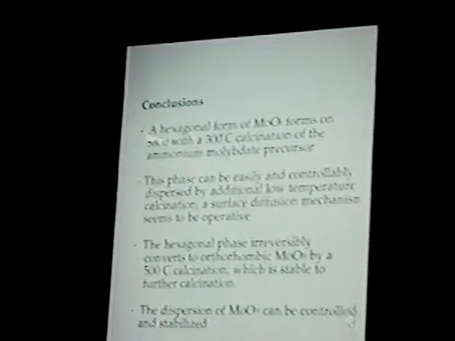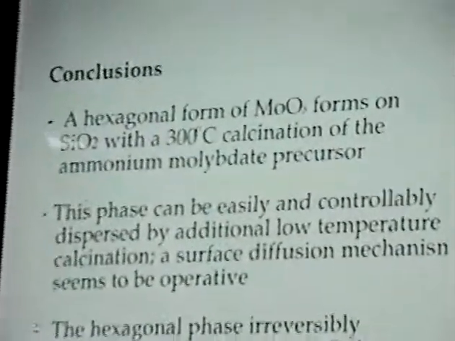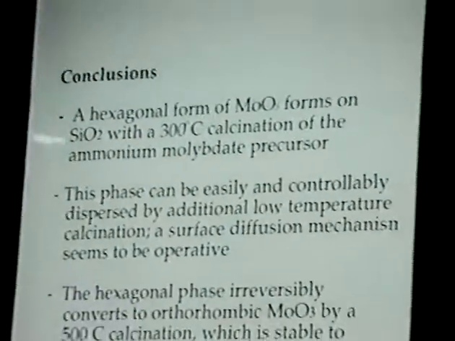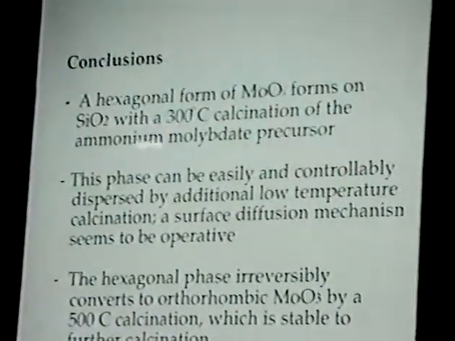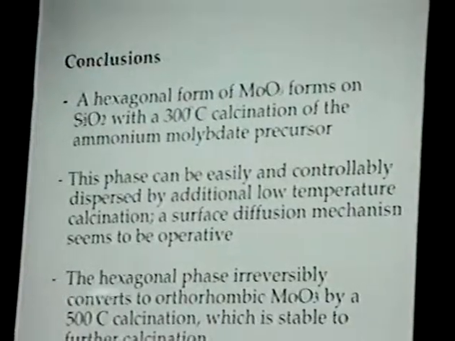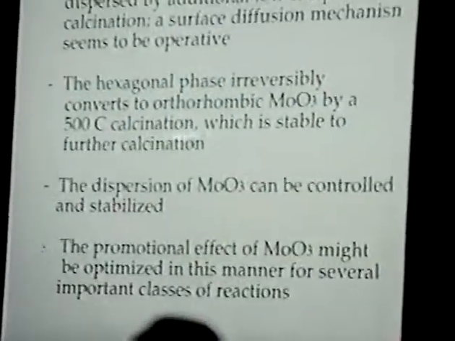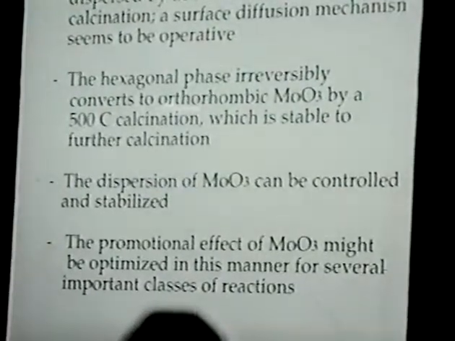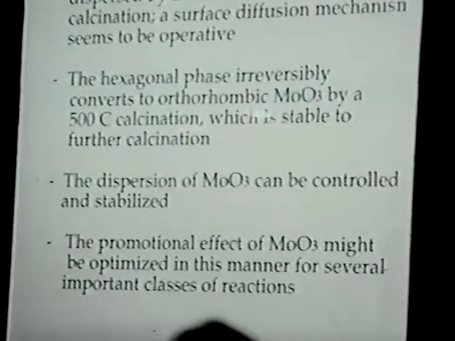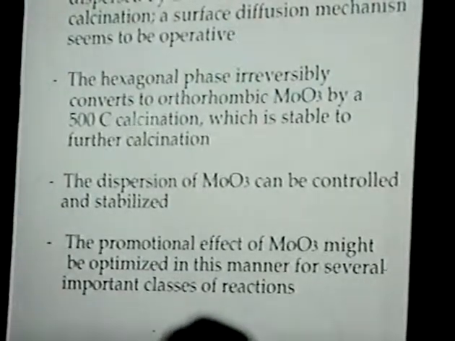So the conclusions are that a hexagonal metastable phase of molybdenum trioxide forms on silica, and only on silica, principally on silica at least, with a 300 degree C calcination of the precursor, and this phase can be easily and controllably dispersed by additional low temperature calcinations. And I haven't gotten into it, but the observations point to a surface diffusional mechanism. The hexagonal phase is irreversibly converted to the orthorhombic phase at 500 degrees C, which is more or less stable at moderate temperatures, say below 300 or 400 degrees C. You'd have something like a kinetic limitation here to maintain the stability of this dispersed phase.